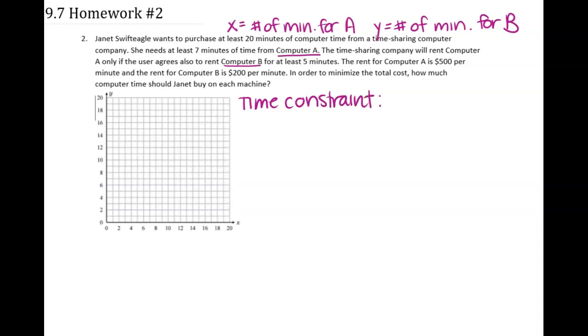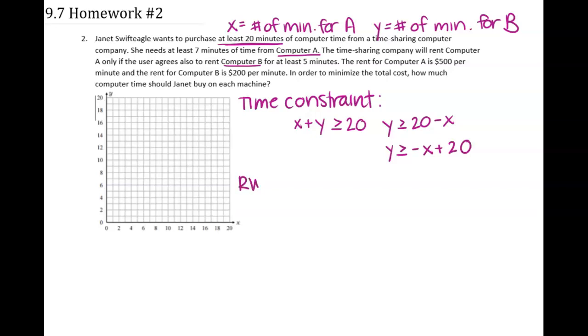So it looks like she wants to purchase at least 20 minutes of computer time total, meaning X plus Y is greater than or equal to 20, because it's 20 or more. If we turn this into an equation, we'll want a graph. If we subtract x from each side, we have y is greater than or equal to 20 minus x. Slope-intercept form, let's make it y is greater than or equal to negative x plus 20.